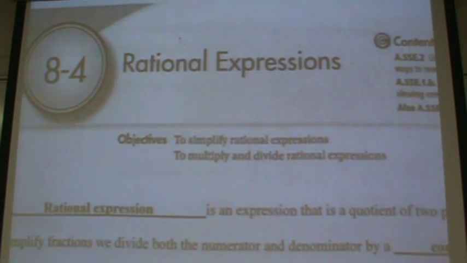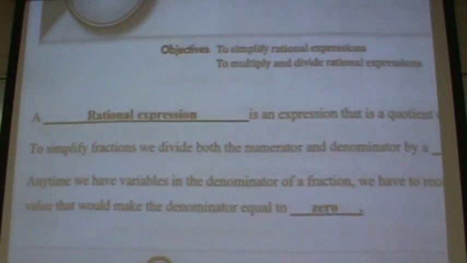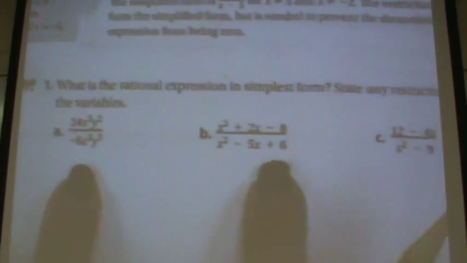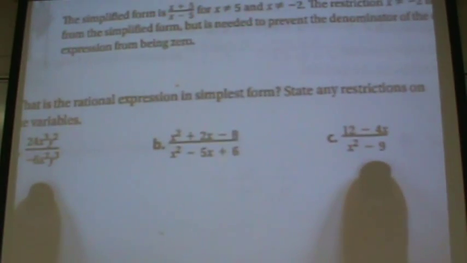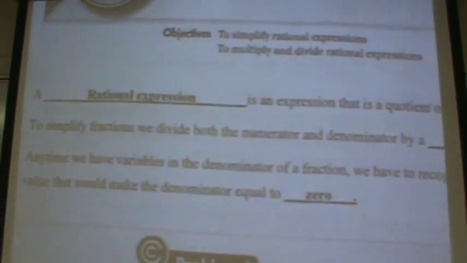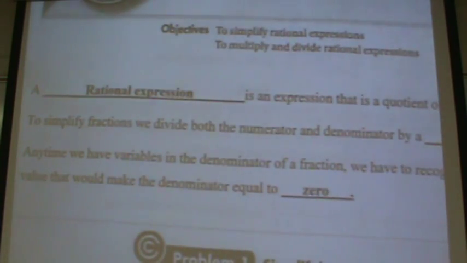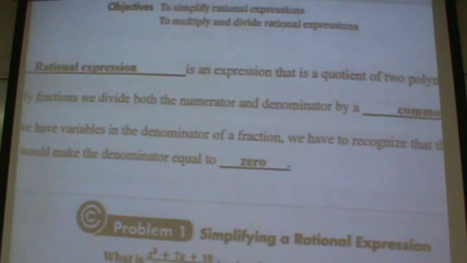Okay, first of all, what is a rational expression? Look at these examples. These are rational expressions. It's two polynomials that are divided, so it's a quotient of two polynomials. And to simplify any fraction, what we do is cancel factors or products that are the same in the numerator and denominator. So you're going to look for common factors and use them to divide both the numerator and the denominator by that number.